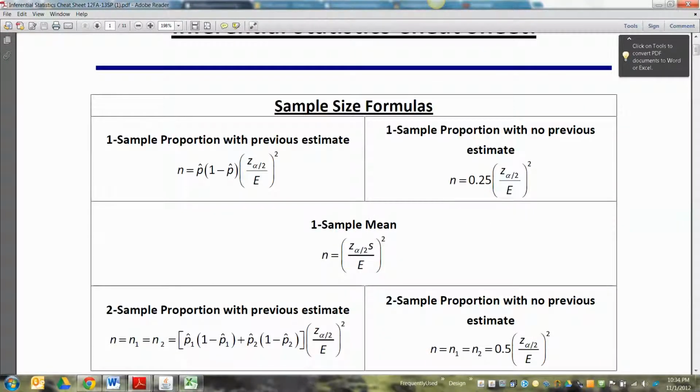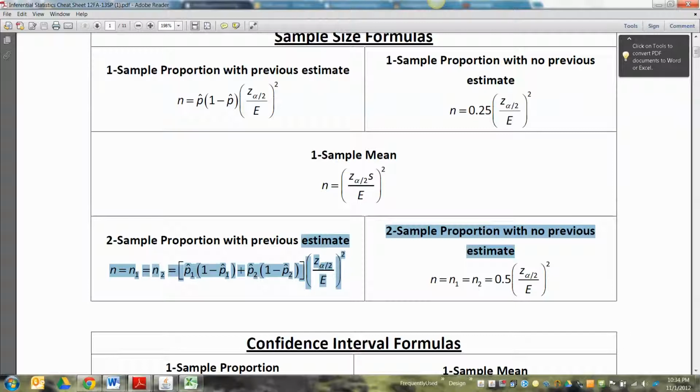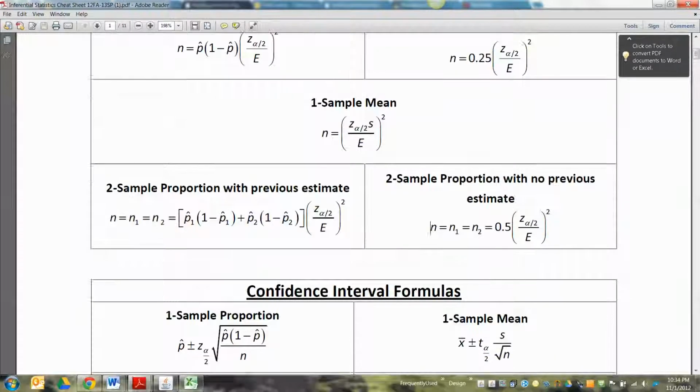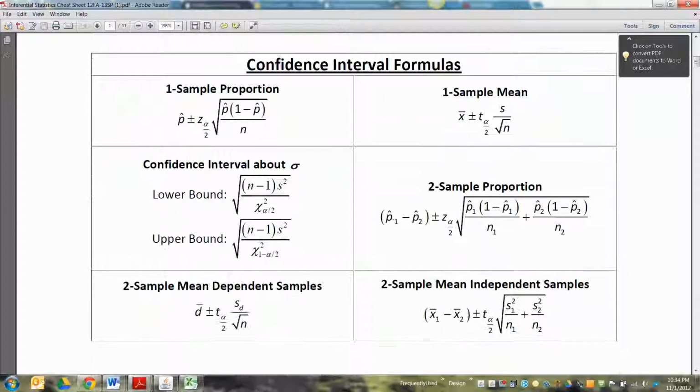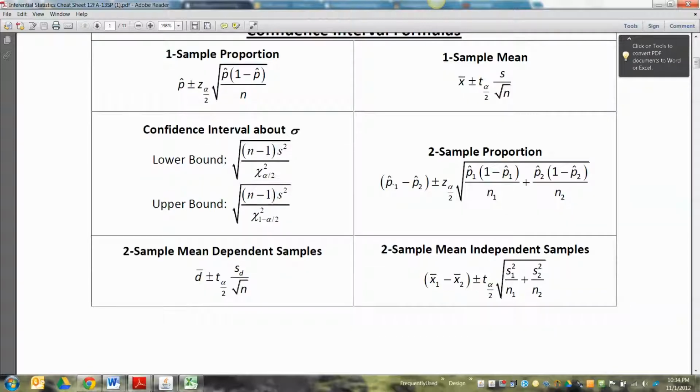And you can see in here, there are the sample size formulas we just saw. This is one sample proportion when you have a previous estimate. This one's the one when you don't. That's for one sample mean. These other two we're going to run into in chapter 11, so we'll see those later. Down here are the confidence interval formulas we just saw. That's 9.1 right there. 9.2 is right here for the sample mean. It uses the t. And then the chi-square ones right there.